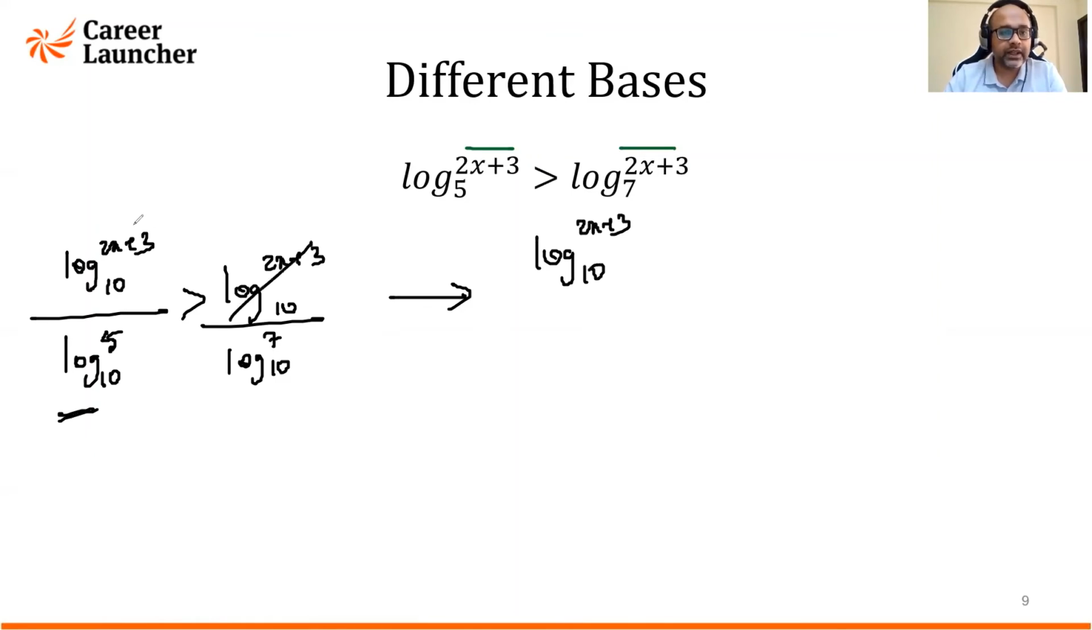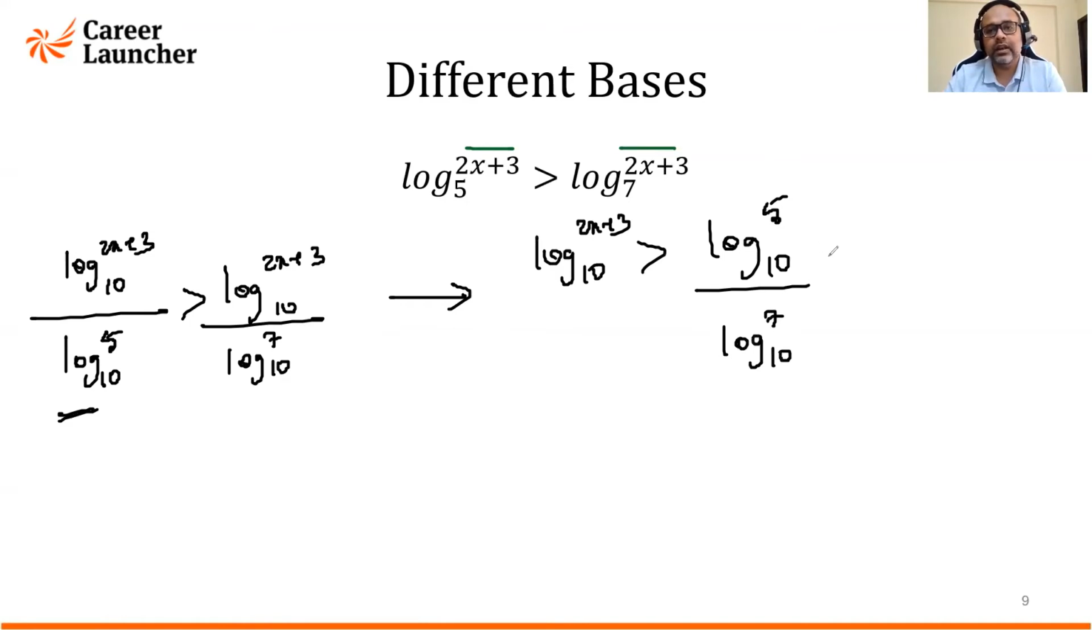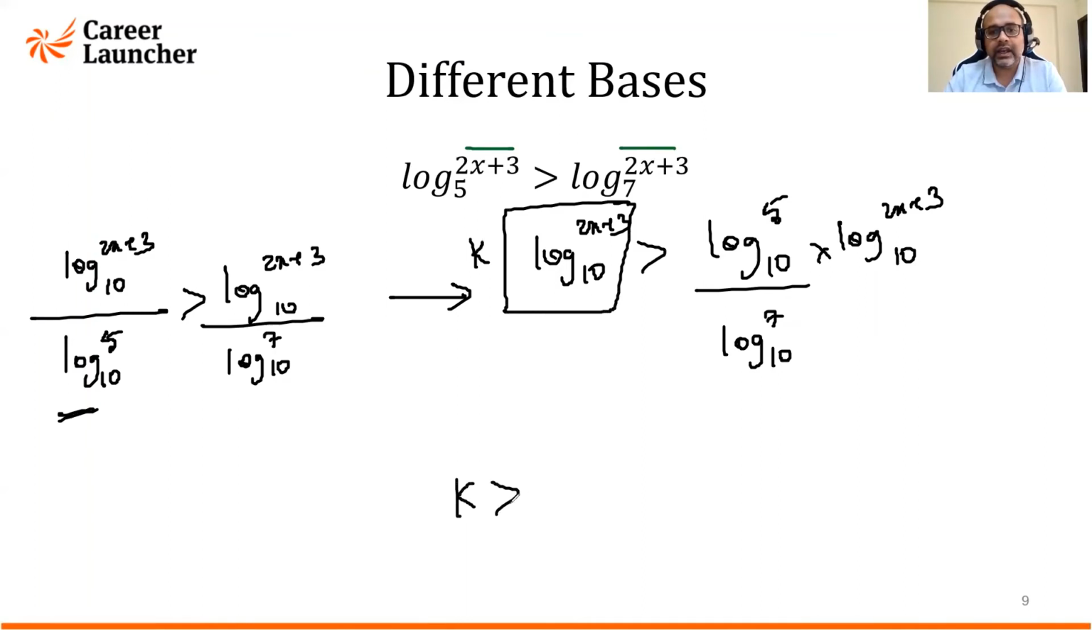Please don't cancel this like this. I'll tell you why you should not cancel it. Log 5 to the base 10 divided by log 7 to the base 10 into log (2x + 3) to the base 10. Now, if you call this log (2x + 3) as k, I get it as k greater than log 5 to the base 7 into k.